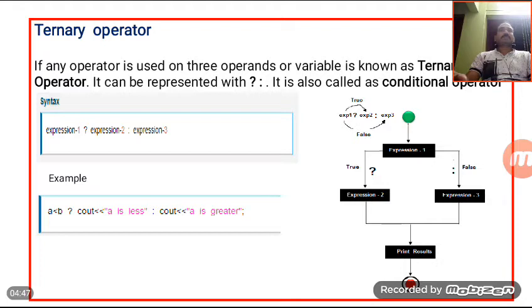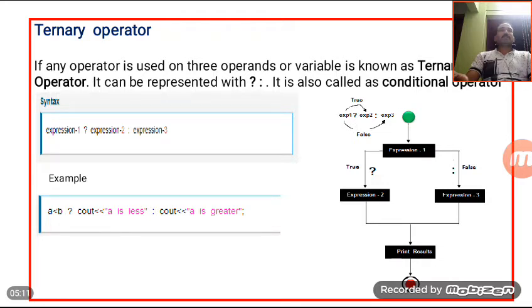Next operator is the ternary operator. If an operator is used on three operands or variables, it is known as a ternary operator. It can be represented with a question mark and colon. It is also called the conditional operator. Using the ternary operator reduces the number of lines of code and improves the performance of the application.